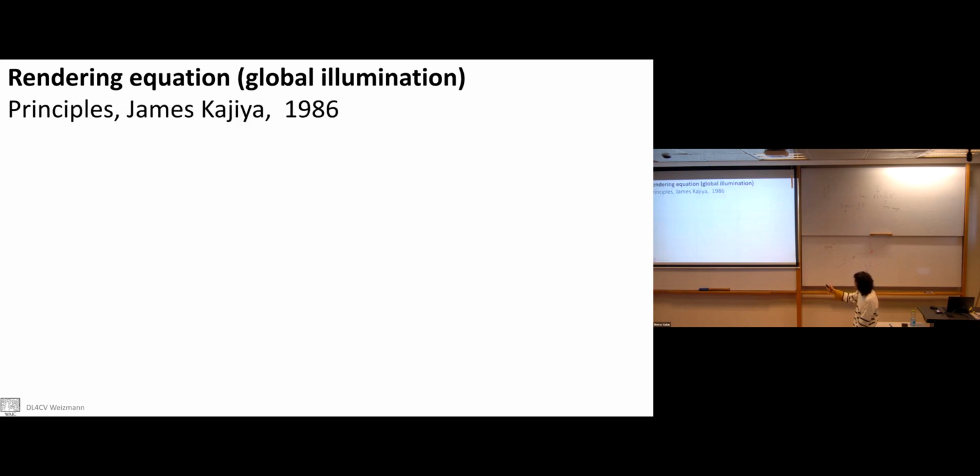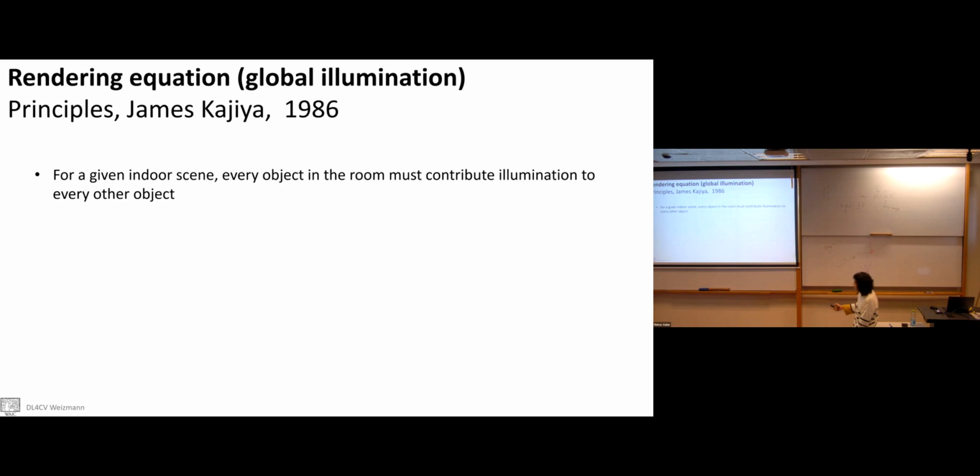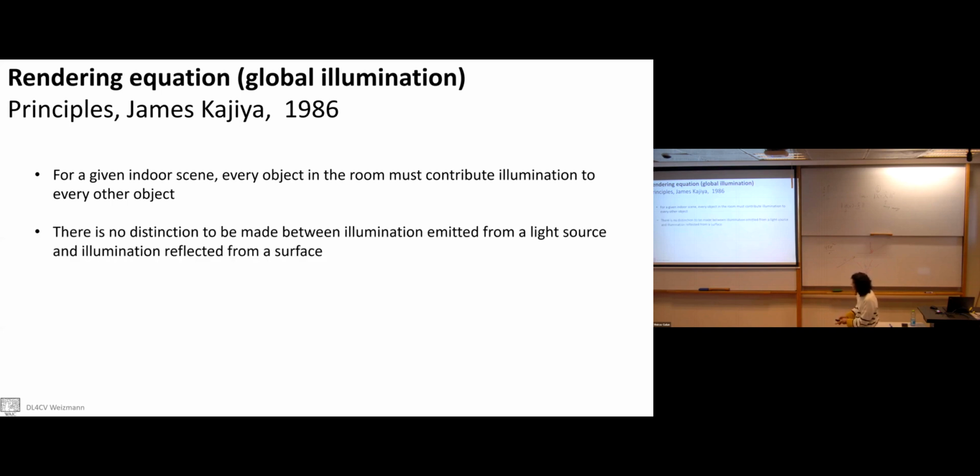And this was developed by this person, the rendering equation. The principles are the following. For any given indoor scene, every object in the room must contribute illumination to every other object. So if I have a light, it falls on a surface, and the surface scatters the light, I should take it into account. In his words, there is no distinction to be made between illumination coming from the light source or illumination coming from the surface. Light falls on the surface and scatters the light.